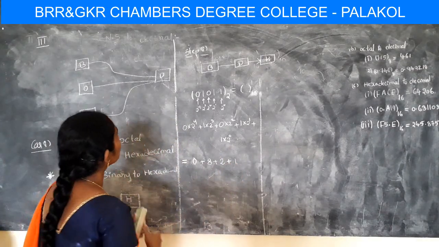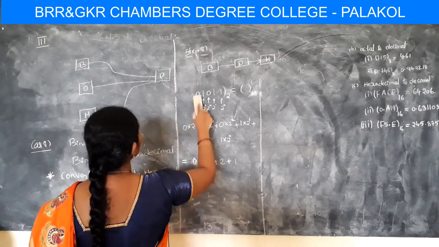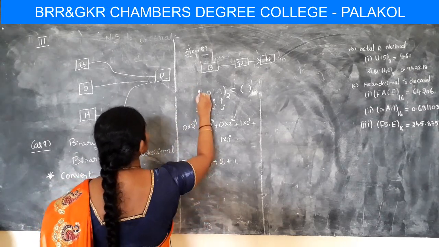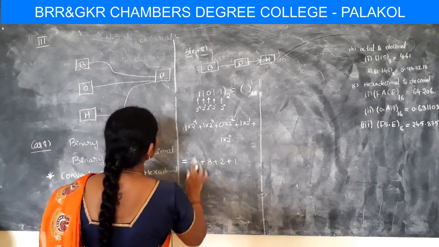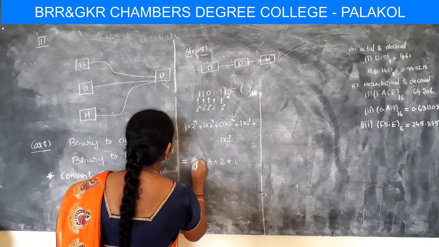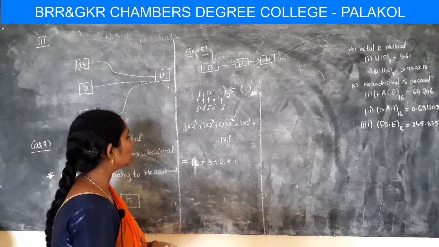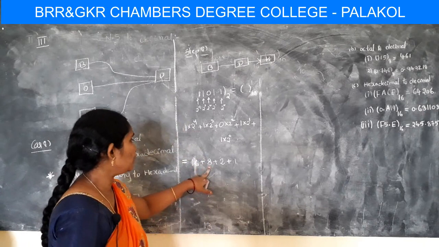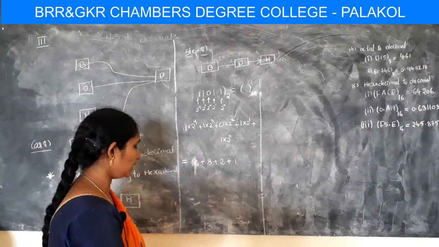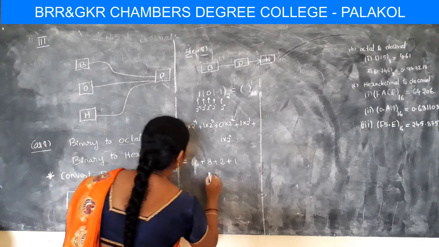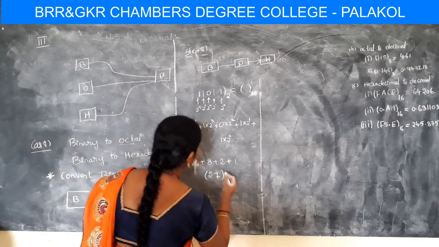Okay. So, we will consider another number also. So, here we will take this number as 1. So, here this is 1. 2 power 4 is nothing but 16. Okay. So, here 16 plus 8 is 24, 24 plus 2 is 26, and 27. So, here this is 27, this is a decimal value.